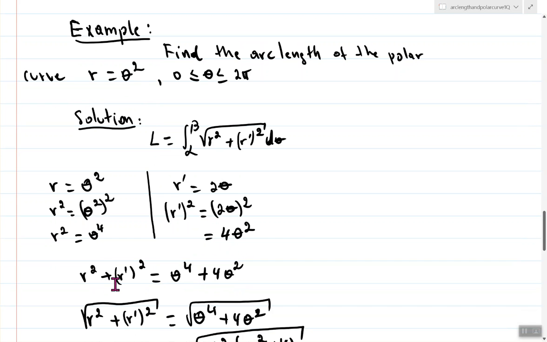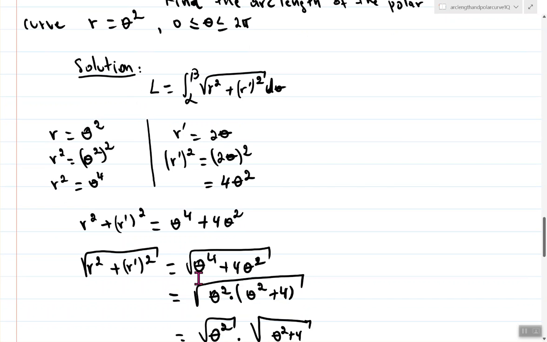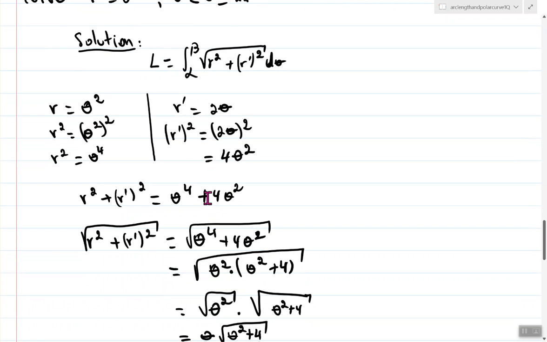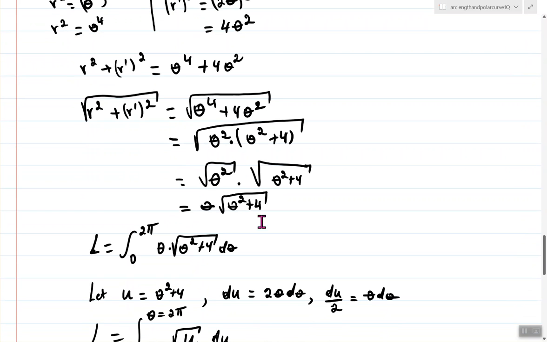We add r squared with r prime squared, which means theta to the 4th plus 4 theta squared. You can see here we have a theta squared as a common factor. We can factor out theta squared and then take the square root of the product. We do the distribution of the square root. The square root of theta squared is theta, and then times the square root of theta squared plus 4. So that's what you're going to integrate.